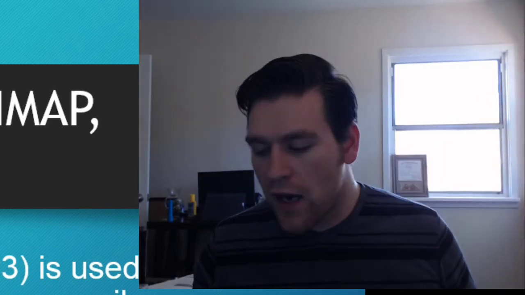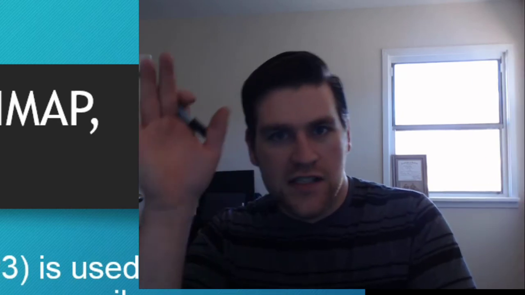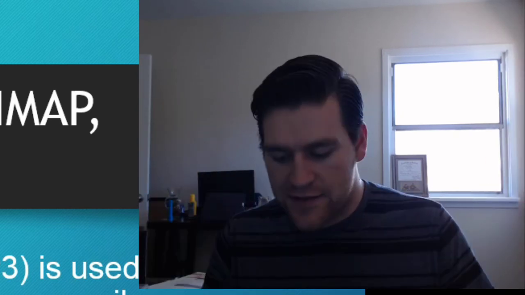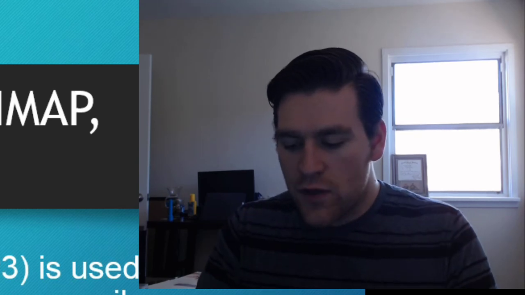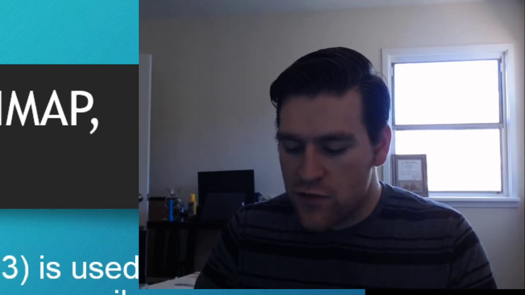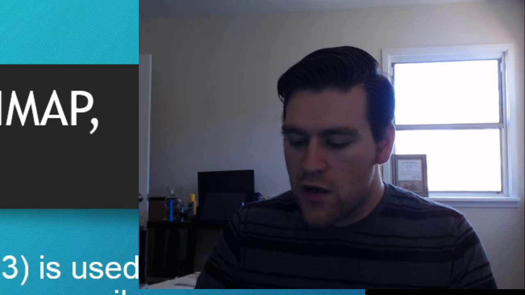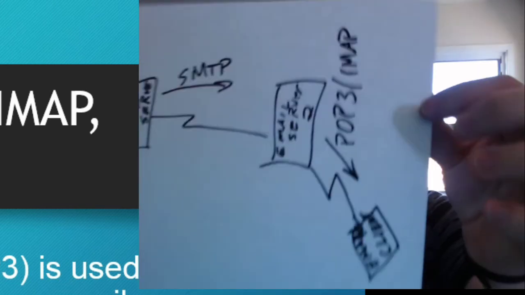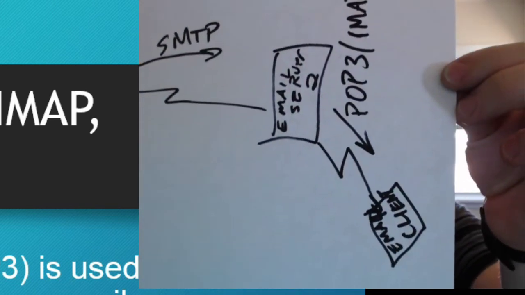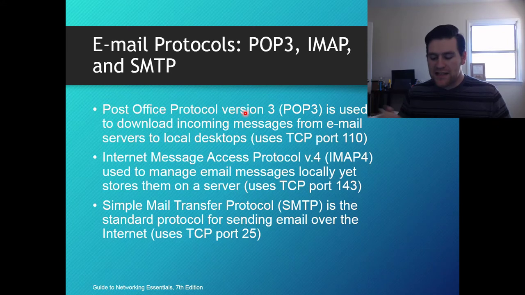Now, if it downloads email from the server, it's going to either use POP3 or IMAP. You see it's pulling from the server to the client. That's going to use POP3 or IMAP. So that's the difference between the protocols. SMTP is server to server. POP3 and IMAP are from server to client.